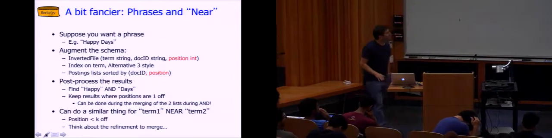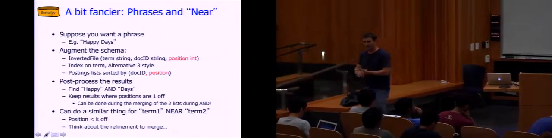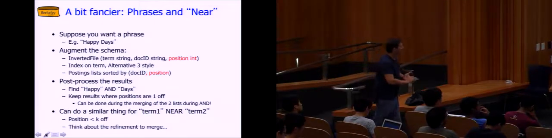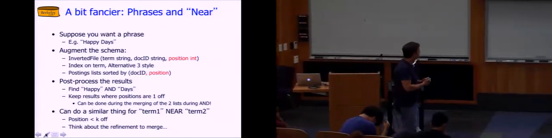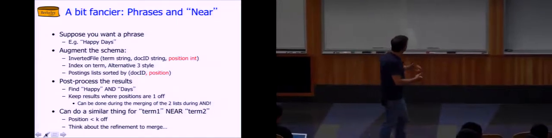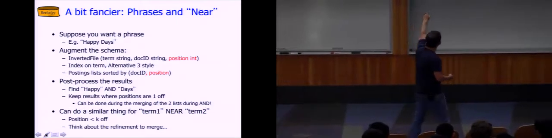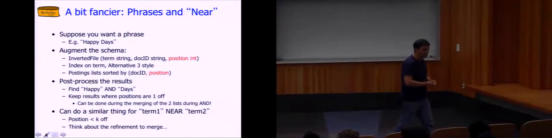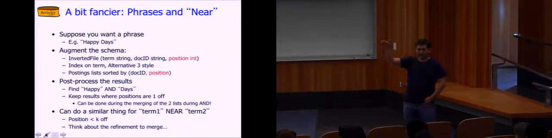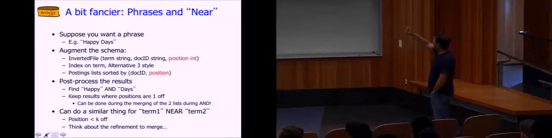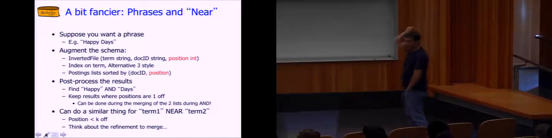All right. Here's something a little fancier. Suppose you want a phrase like happy days. The way we're going to get a phrase is we're going to augment the schema we had before with a little more information. As we wrangle our files, in addition to storing term, comma, docID pairs, we'll store a position, which is going to be the token offset. Think of that as the word offset if you split it up by white space. It's the position of that word in the document.